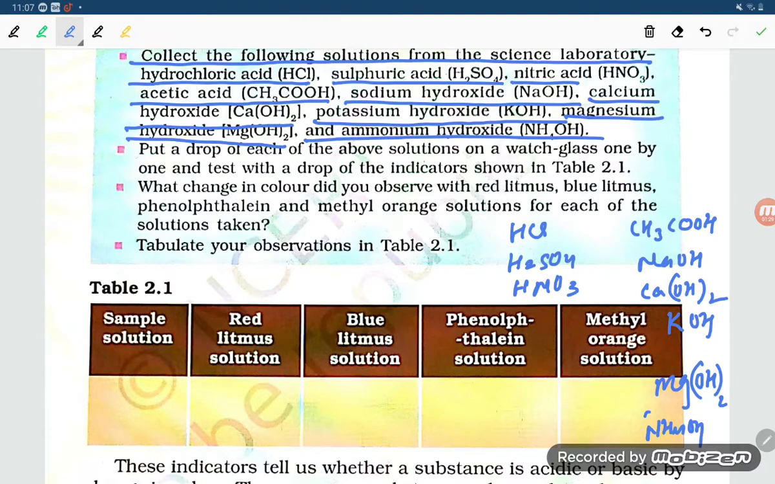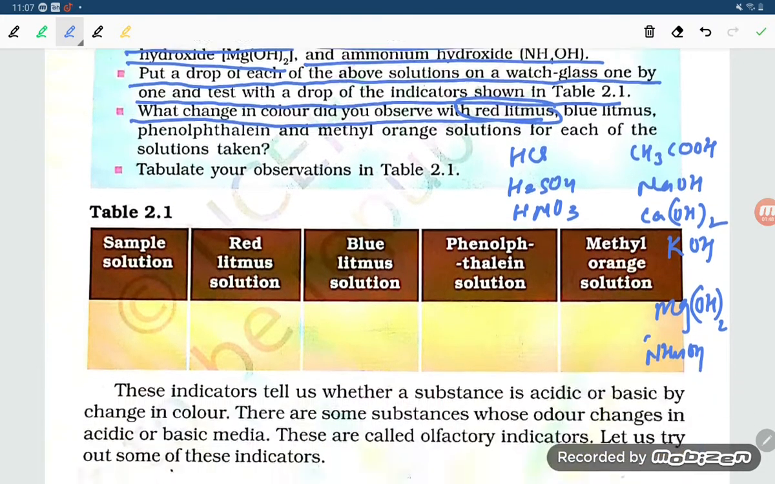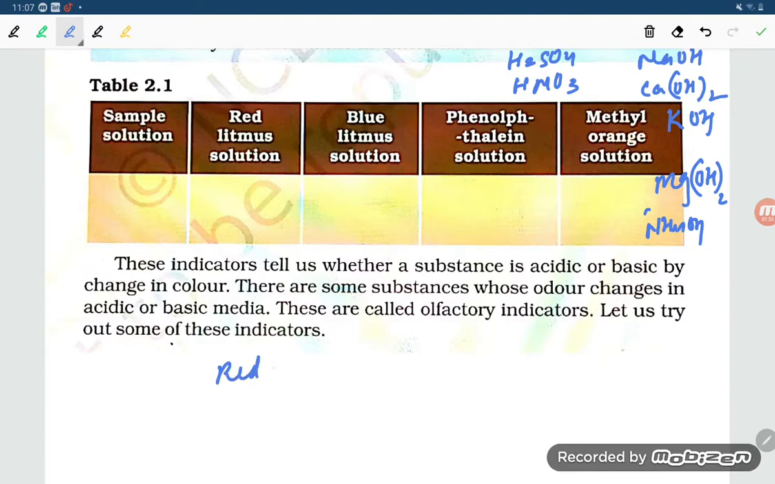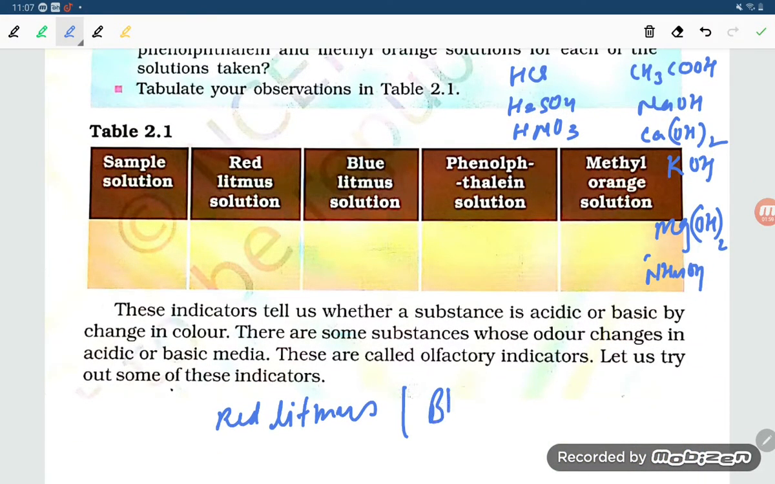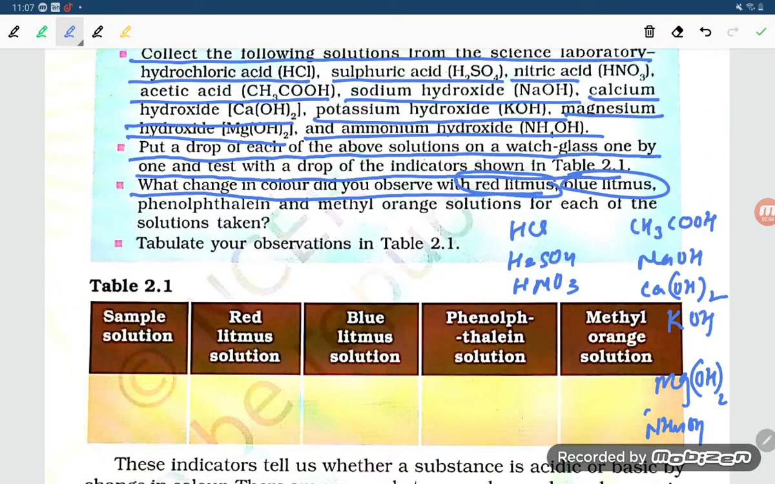Then they are saying put a drop of each of the above solutions on a watch glass one by one and test with a drop of the indicators shown in Table 2.1. What change in color did you observe with the red litmus? What litmus papers are there, students? First one is red litmus. Next one is blue litmus. Last ones are phenolphthalein and methyl orange.